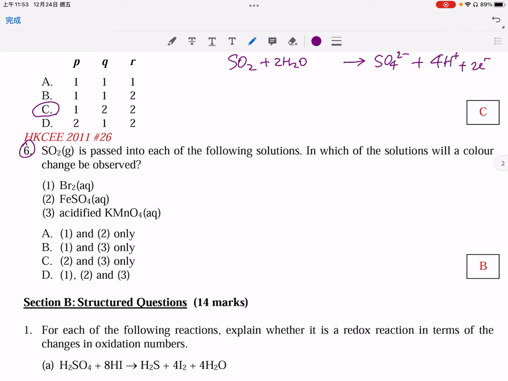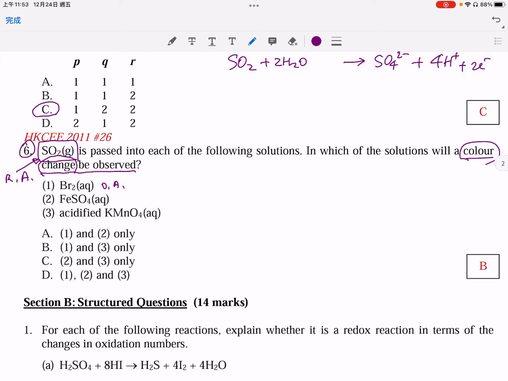Question number 6. Here, first of all, you have to be able to identify that sulfur dioxide is a typical reducing agent. Therefore, if a color change will be observed, the keyword is color change. Bromine, first of all, bromine is a typical oxidizing agent.